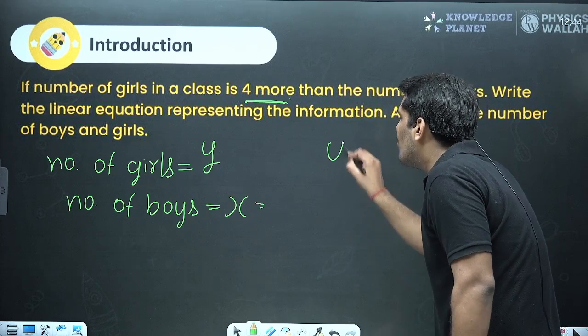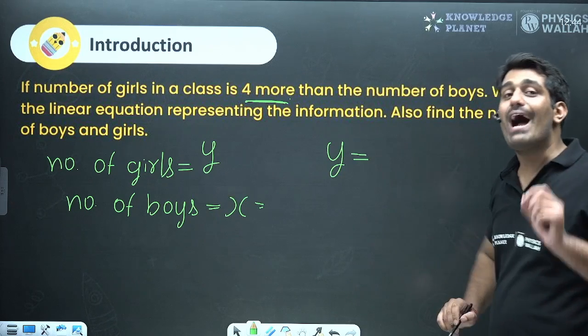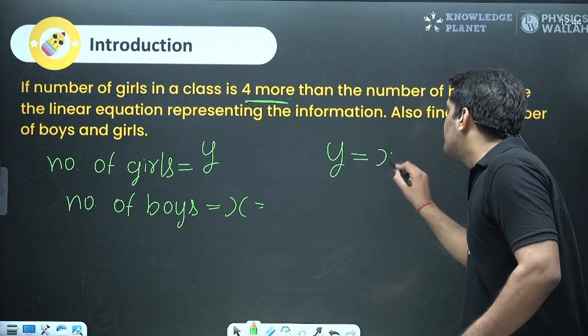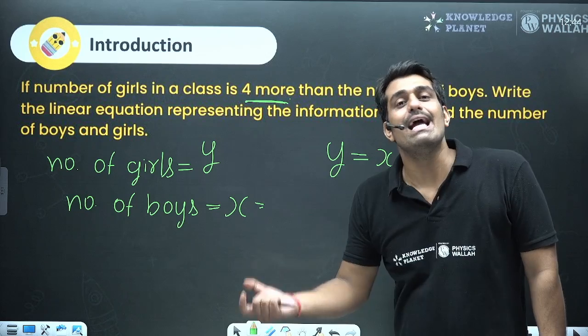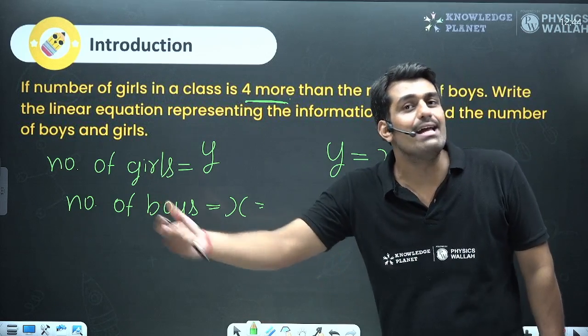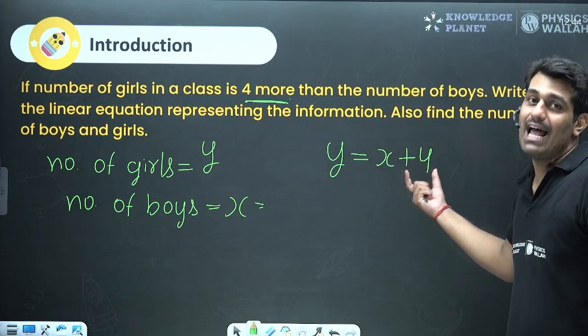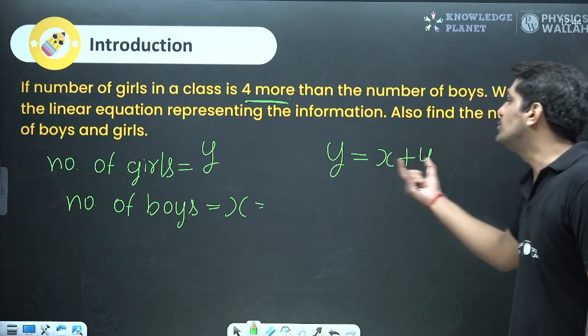So if I say y would be equal to what? y would be equal to x plus 4. Why x plus 4? Because x is the smaller quantity, and so that it becomes equal to y, I have put 4 on this side. I have added 4 on this side. So y equals x plus 4.